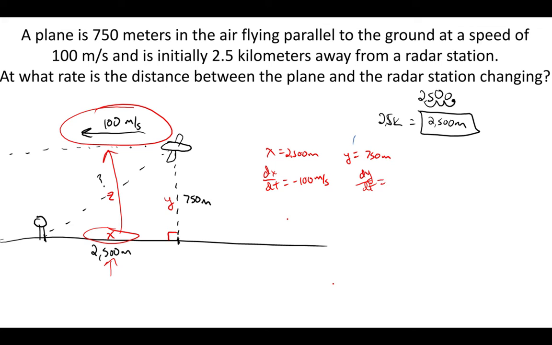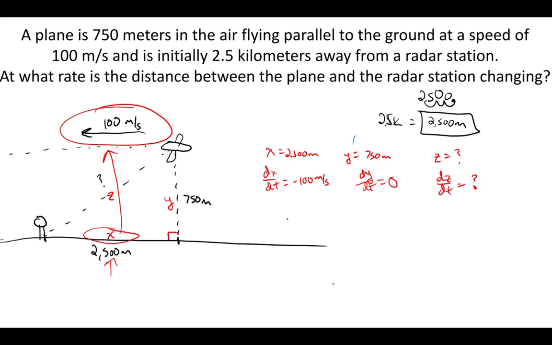Now the plane is flying parallel, so that dy/dt shouldn't be changing. He's staying 750 meters above the ground, so that's actually going to be 0. z, we don't know yet, though we could figure that out pretty easily. dz/dt, we don't know, but that's what we want to figure out. At what rate is that changing?